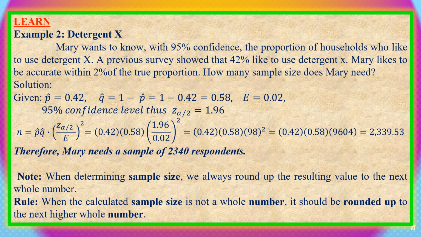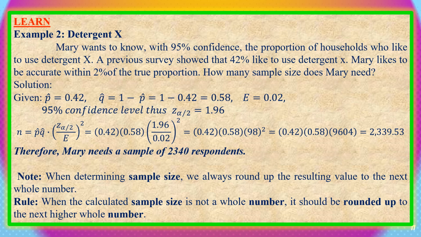So where did we get 98? That is from 1.96 divided by 0.02. So squaring 98, that will give you 9604. So multiplying 0.42 times 0.58 times 9604, that will give you 2,339.53. So we round up our answer to the next whole number, that would give you 2,340. So therefore you could say that Mary needs a sample of 2,340 respondents.